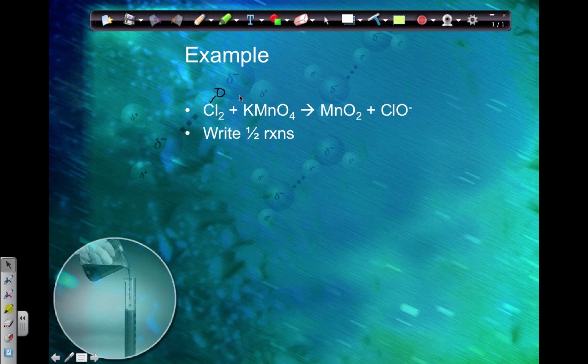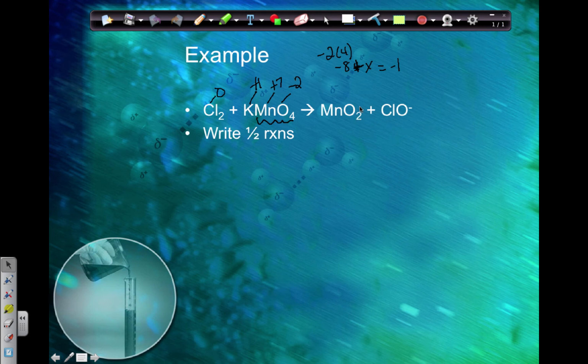So Cl2, that's just going to be a 0. Potassium is a +1. And permanganate here is a -1. This is a polyatomic ion, so the whole polyatomic ion here is going to be -1. Oxygen will be -2. So -2 times 4 will be -8. So -8 plus some number will give me a -1 charge. So remember, we're looking at the permanganate here. So 7 plus -8 would give me that.